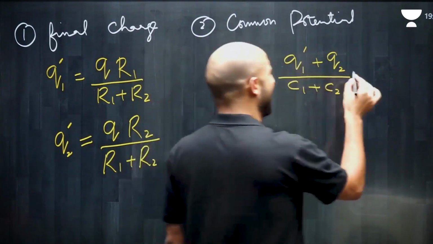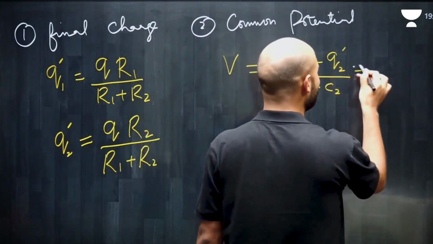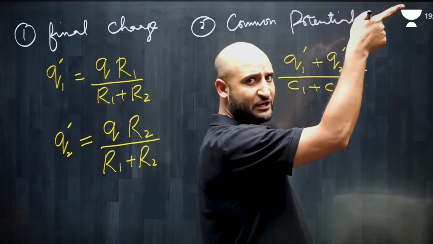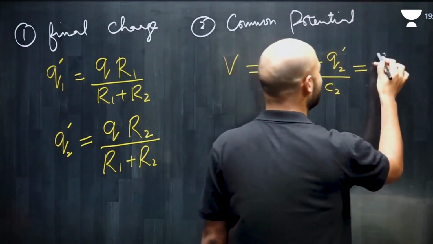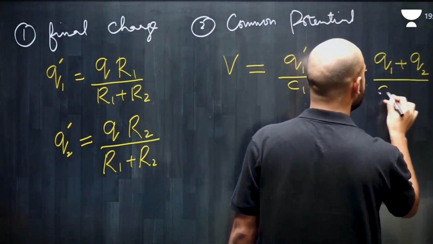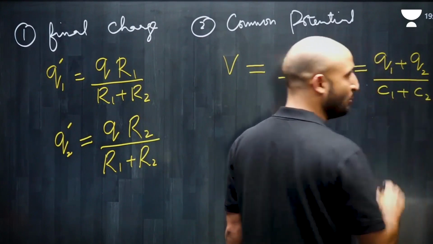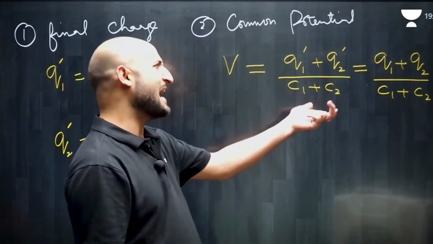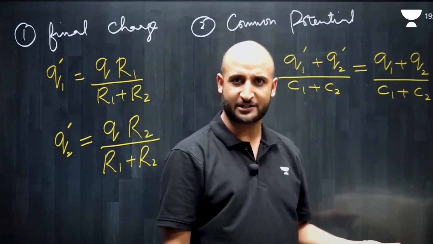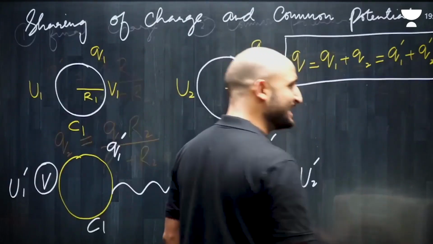Or you can write it as Q1 prime plus Q2 prime is equal to Q1 plus Q2 as well, which was the initial total charge. You can write it as Q1 plus Q2 divided by C1 plus C2. This is one more equation. Or you may write it as Q divided by C1 plus C2, because Q is again total charge. Now, we can write one more equation.